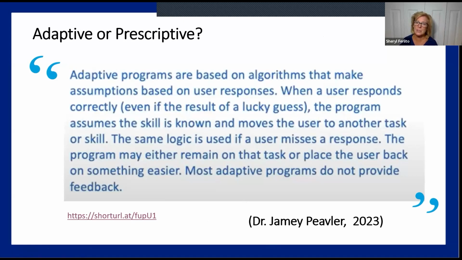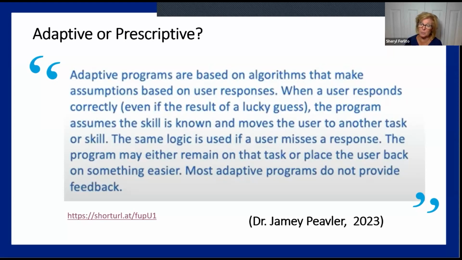And she shared with us that adaptive programs are based on algorithms that make assumptions based on user responses. So when a user responds correctly, even if it's a guess, this program assumes that it is known and moves the user to another task or skill. Usually it's at that grade level. It's not necessarily related to what they got wrong. It could be related to what they got wrong, but it just puts them back.